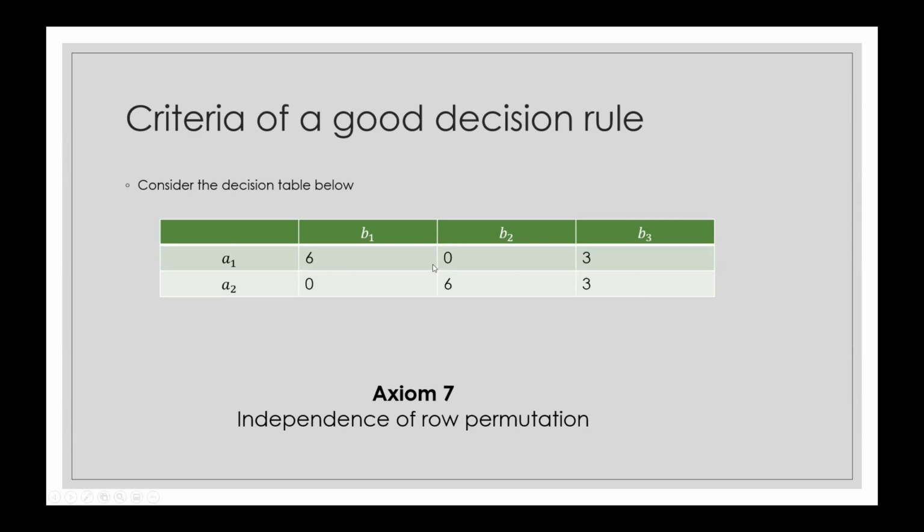The same, because we cannot say anything about what would be the true state of nature. So you get the idea on action 7, right? This is what we call the independence of row permutation. The decision rule should be blind, considering one action's outcome is just a permutation of another action's. So it should be indifferent between the two actions.